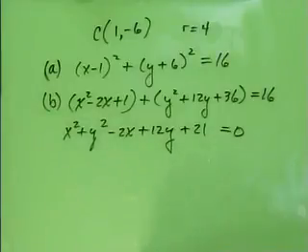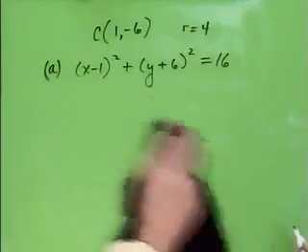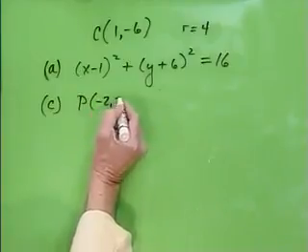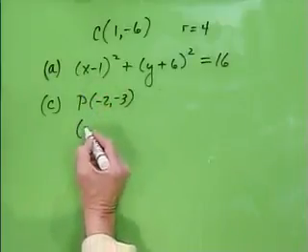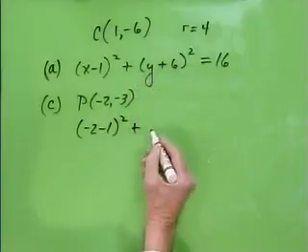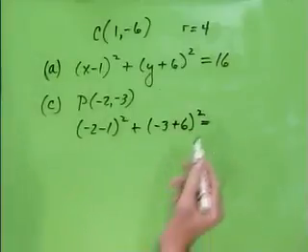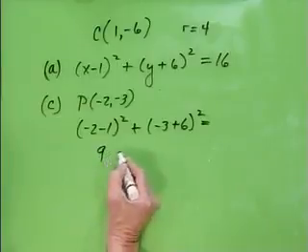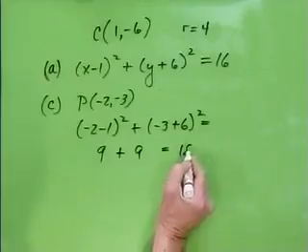So if we come back here, I'm going to erase this second answer so that I can use the first answer. Now the point we were given, I'll call it point P, is -2, -3. I'm going to plug in -2 for x, so I get -2 minus 1 squared. And I'll plug in -3 for y. That's going to be -3 plus 6 squared. Now the question is, do I get 16 or more or less? Well, this is -3 squared, or 9. This is 3 squared, or 9. What I get is 18.